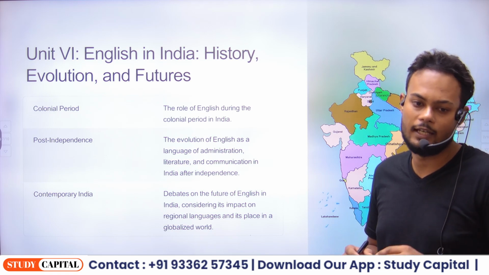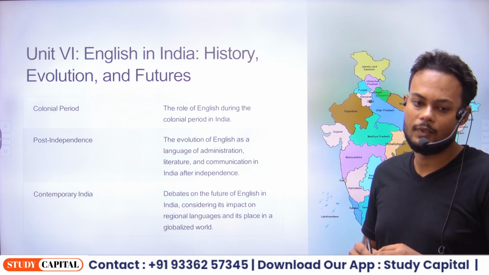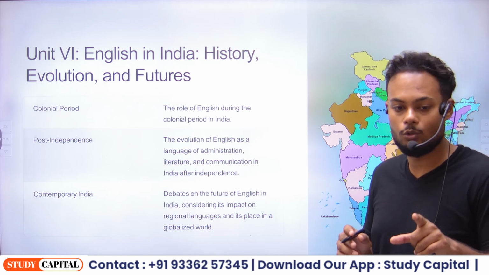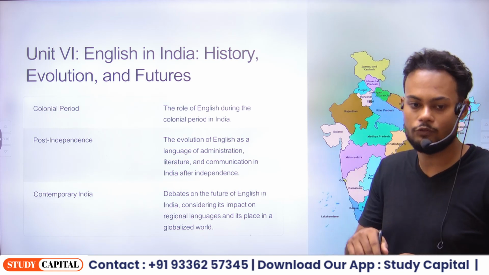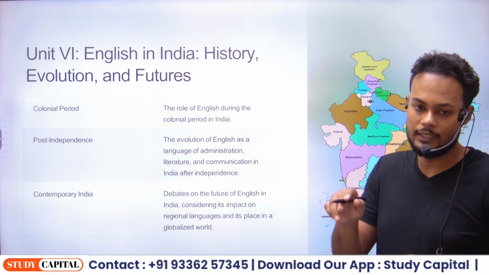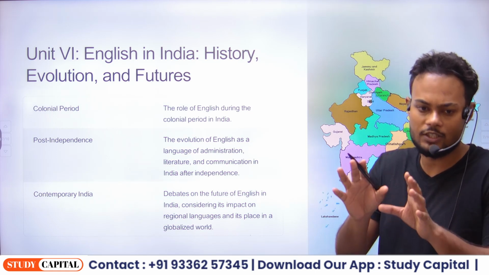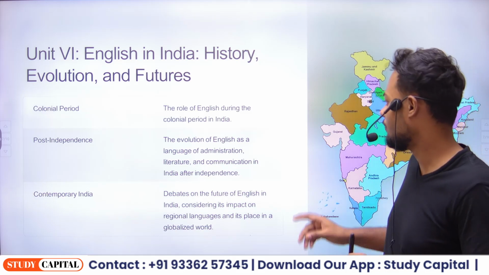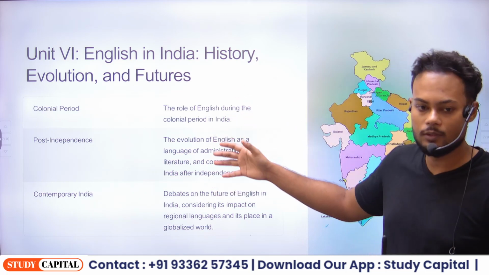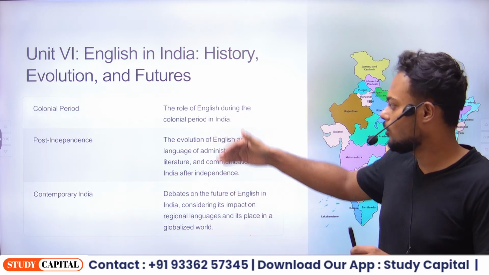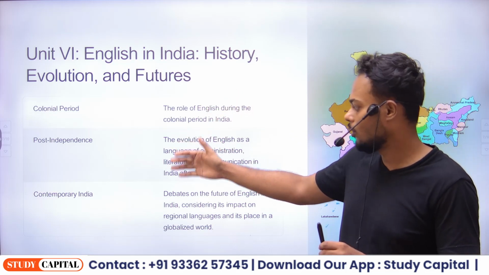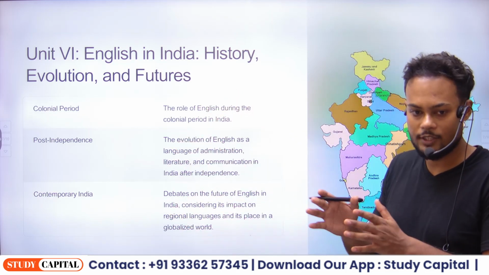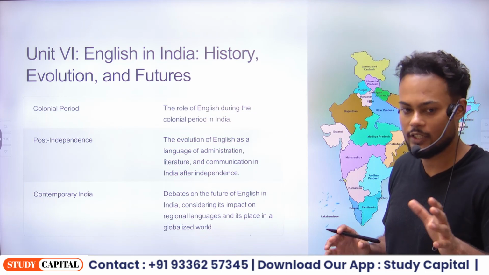Braj Kachru, Alchemy of English, and also you need to know these names, and I'll give you a whole list of these names with their essays and their major arguments. So you'll need to be acquainted with these essays also, and we'll chart the whole trajectory, how the colonial period, post independence and contemporary India, how we can situate the study of English literature in India.